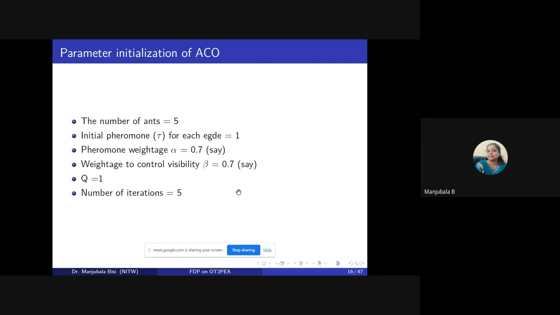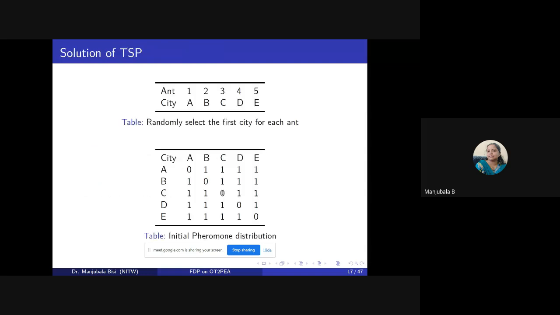By using these parameters, now we have the distance matrix. From the distance matrix, we got the visibility matrix. We have initialized the pheromone matrix, right? Then the number of ants we have initialized and the alpha beta values we have initialized. The number of iterations we have fixed. This Q value to determine the amount of pheromone, that also we have initialized. Now how to solve this problem?